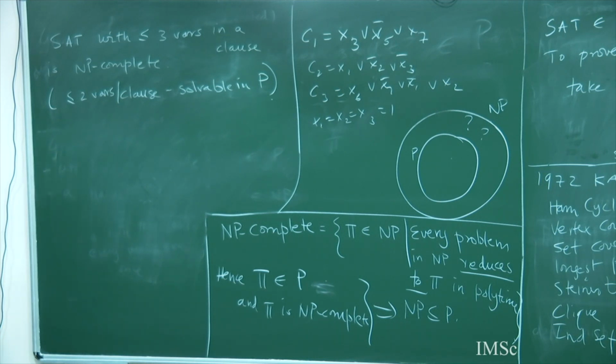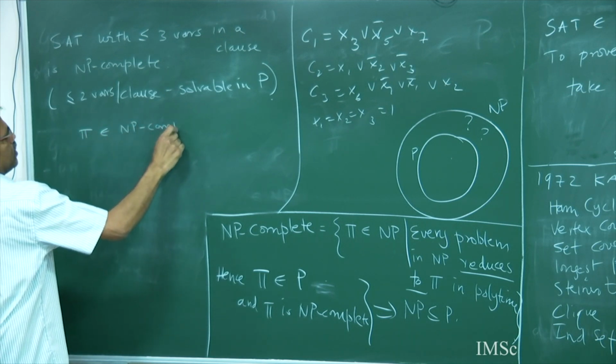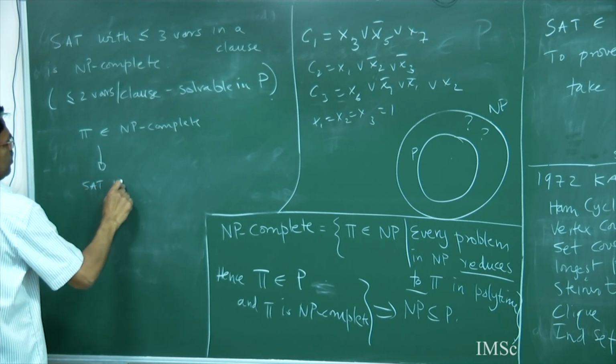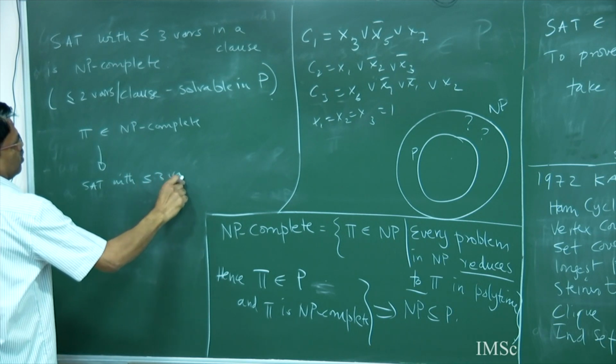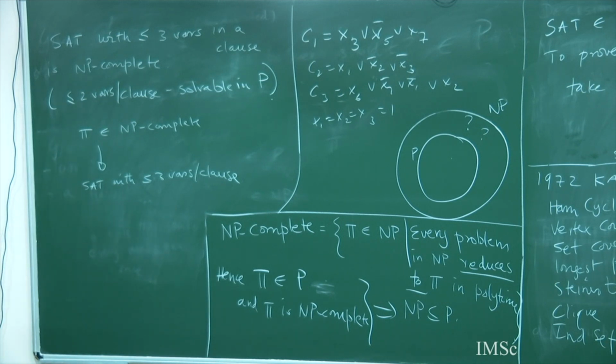Now, to show hardness, we will take some NP complete problem and reduce it to my SAT with at most 3 variables per clause. Now, it is always a challenge. It is not obvious which NP complete problem you choose. Another important thing to remember is the direction, right. You do not reduce your current problem to that problem, you start with a known NP complete problem and reduce it to your problem. Okay. And what does reduce mean?